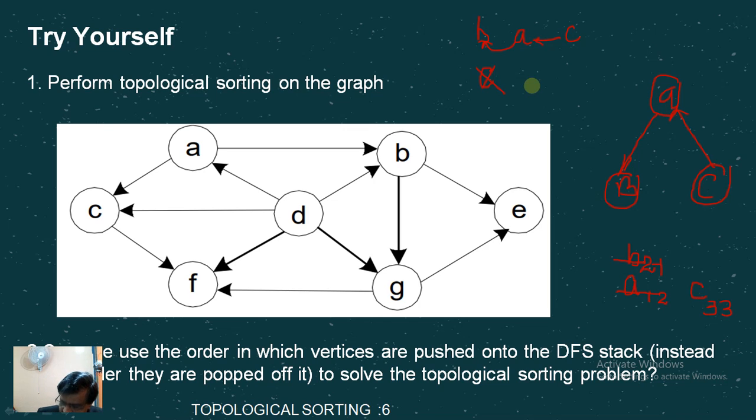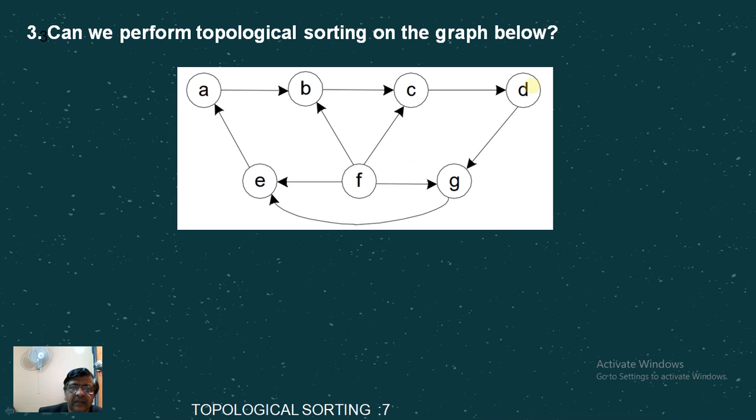Then, can we perform the topological sorting on the graph below? Let us see. First of all, we will choose F in the source removal method. If F is removed, all these edges will go. What remains is a graph with A, B, B, C, C, D, D, G, D, E, E, A. So it becomes a cyclic graph. Therefore, a topologically sorted list cannot be prepared, because this graph is not an acyclic graph.